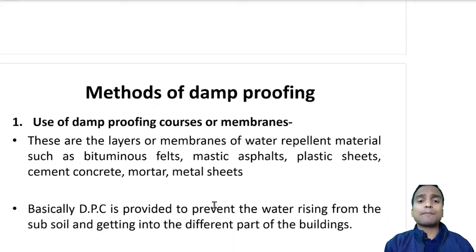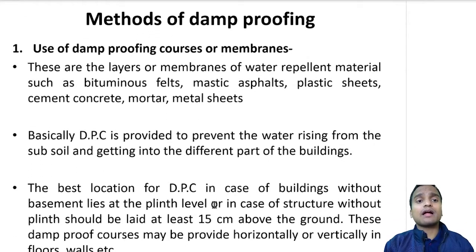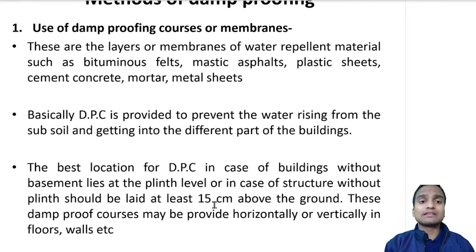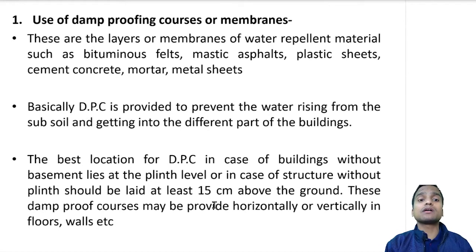So let us discuss some methods of damp proofing, and the first one is the use of damp proofing courses, DPC or membranes. These are layers or membranes of water repellent material such as bituminous felts, mastic asphalt, plastic sheets, cement concrete, mortar, metal sheets. This is DPC, and we have discussed in detail that it is provided to prevent the water rising from subsoil and getting into the different parts of the building.